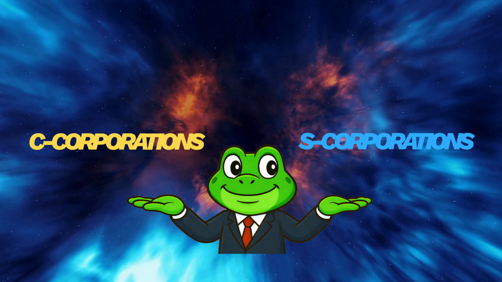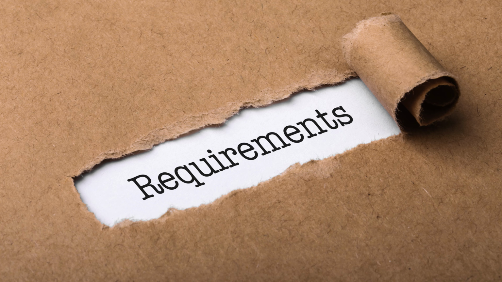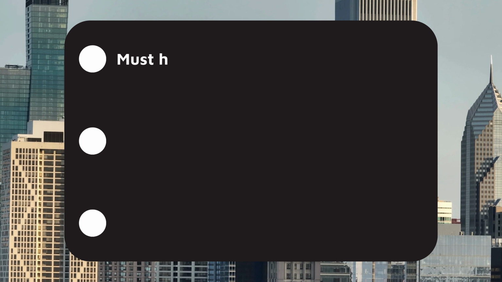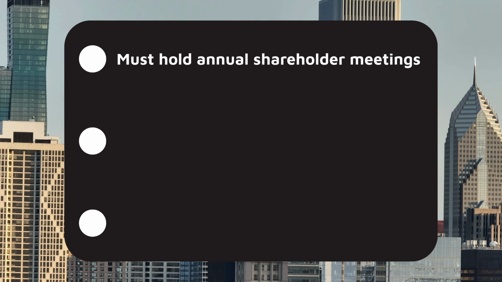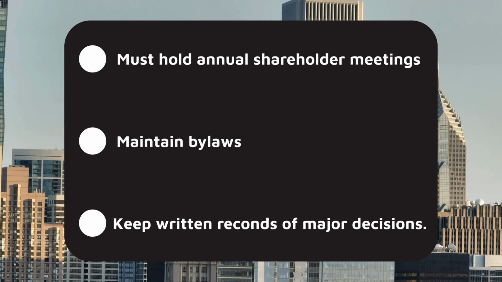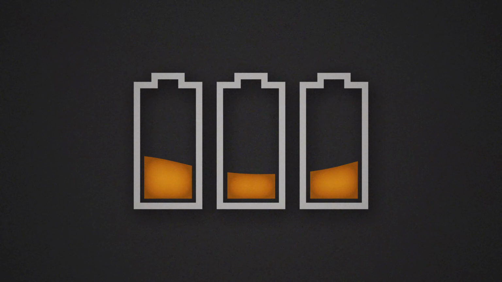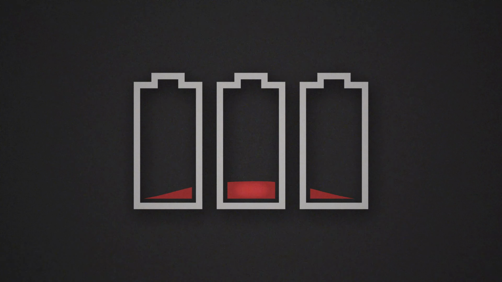No matter which one you choose, it's important to understand that corporations come with formal requirements. Both C-Corps and S-Corps must hold annual shareholder meetings, as required by law, and keep written records of major decisions. Ignoring these rules can weaken the liability protection the corporation is supposed to provide, so be sure to follow them closely.